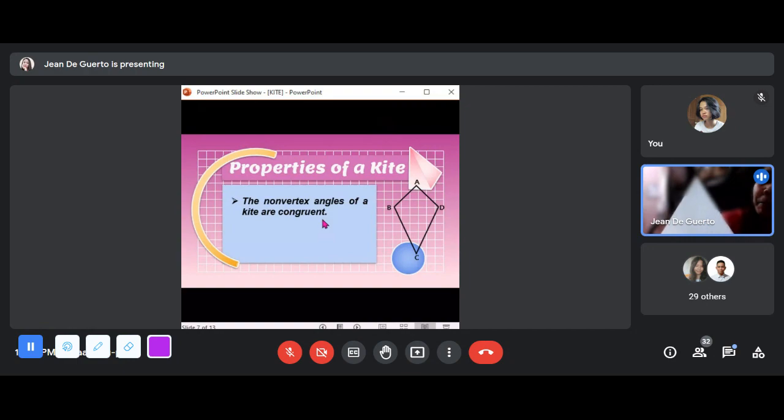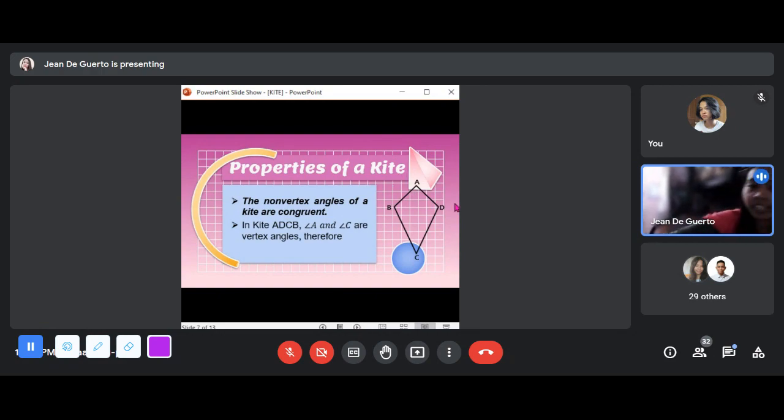So when I fold it and overlap the two angles, the angle underneath is bigger. Angle A and angle C are not equal. They are not congruent. The measurement of this is larger than angle C. While angle B and angle D are congruent. They have equal measures.